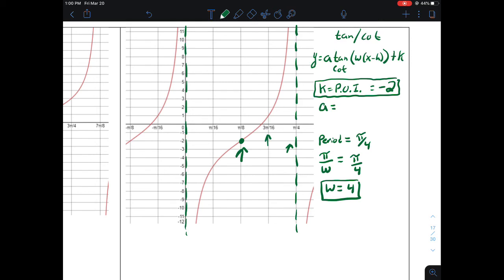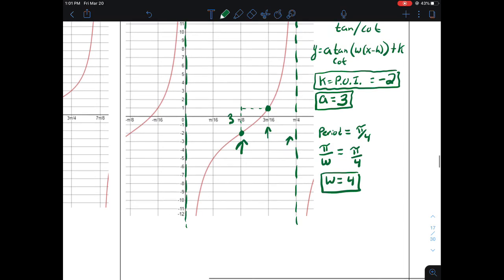So I'm looking at the function at 3 pi over 16, and I'm looking for the change in its height. The change in its height is 1, 2, 3 units. So that means a is 3. That's my vertical stretch factor, because it would be 1, but I made it 3. So that's going to be my vertical stretch. So we have a, we have w, we have k, and we're ready to start writing the equation.